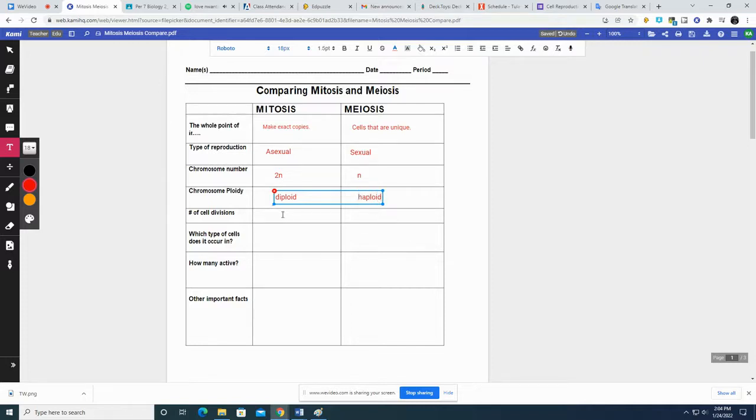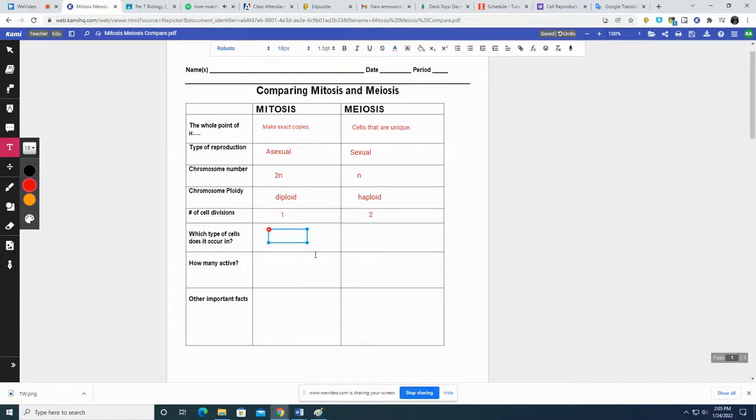Number of cell divisions. So remember, these are all the differences between mitosis and meiosis. Mitosis, there's only one cell division. So the one cell divides once and becomes two cells. For meiosis, there's two separate divisions. One cell becomes two cells, and then two cells become four.